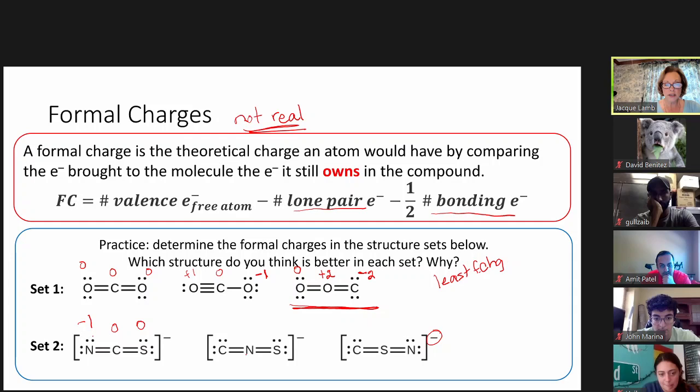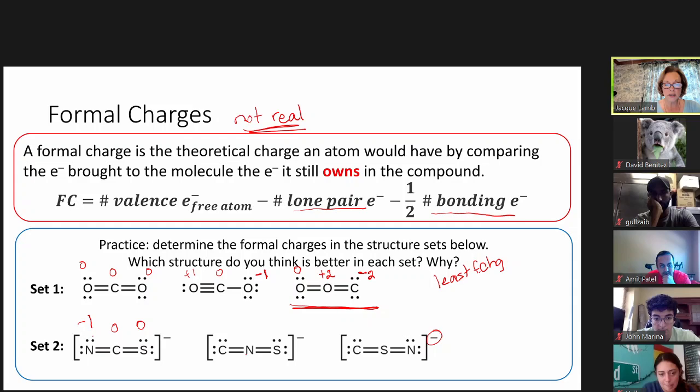And if we look at these other two, we can see that the first one makes a lot more sense because it has the negative charge on the most electronegative element. That's not true in the second one. The charge is on the carbon. And the overall charge is as low as it can possibly be. It has to be -1 somewhere, and that's one atom has a -1 charge and the other two are both 0. So that makes the most sense.